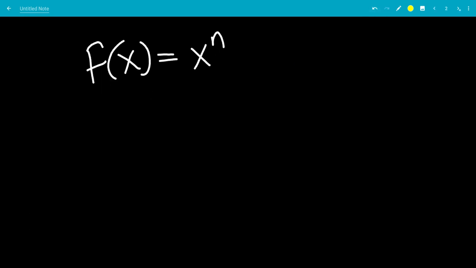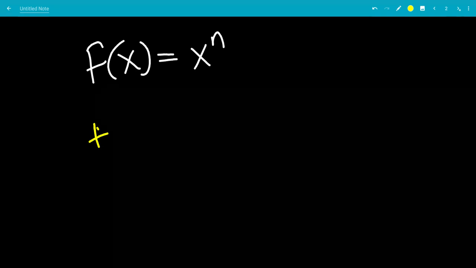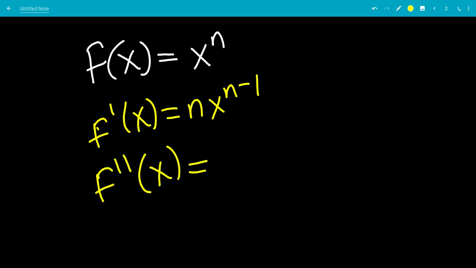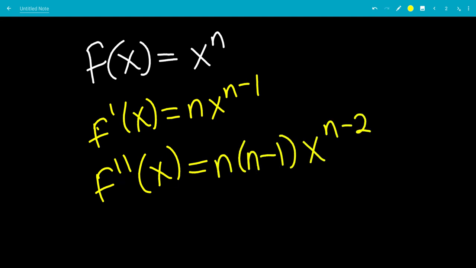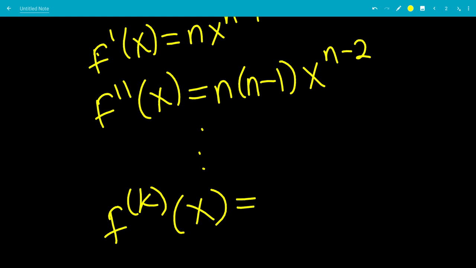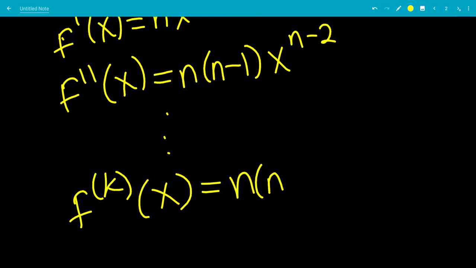Okay, so f of x equals x to the n. So f prime of x will be n x to the n minus 1, just the power rule. F double prime will be the same thing, so we're going to put the n minus 1 to the front, so that'll be n times n minus 1 times x to the n minus 2. And you can continue this k times, so this is the notation for the kth derivative of f of x. So this will be n times n minus 1.